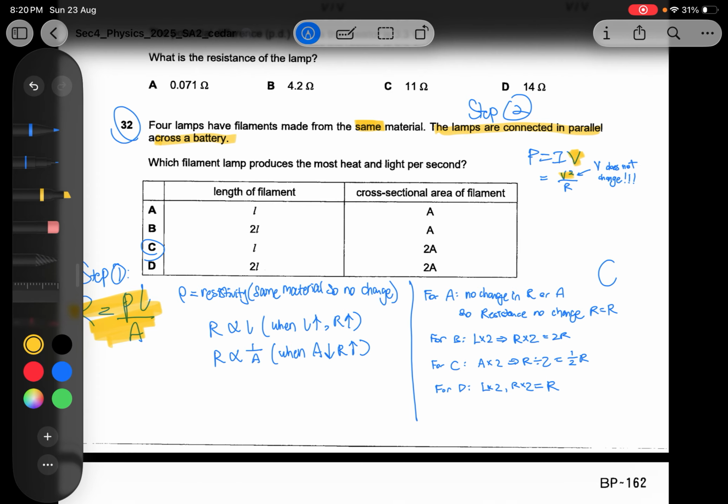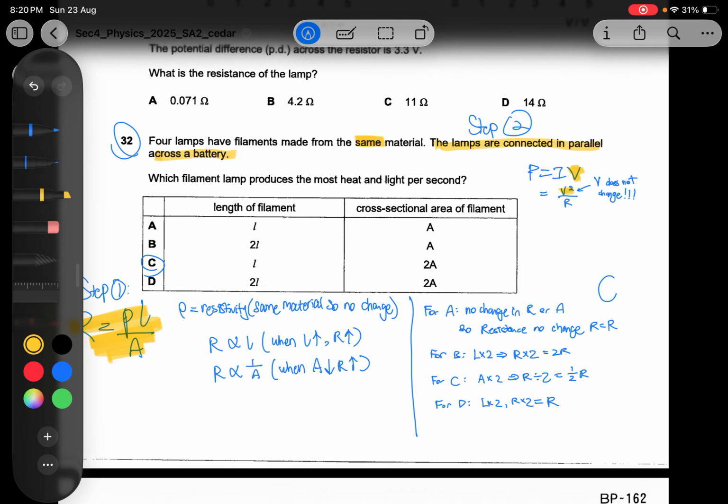And C is the lowest resistance of 1 over 2R. I think the majority of y'all can get here. Now, the next point of question is, I think some of y'all will use I squared R. Why can we not use I squared R in this case? Because in this case, what happens? Does the current change? The current changes. So we cannot use I squared R.